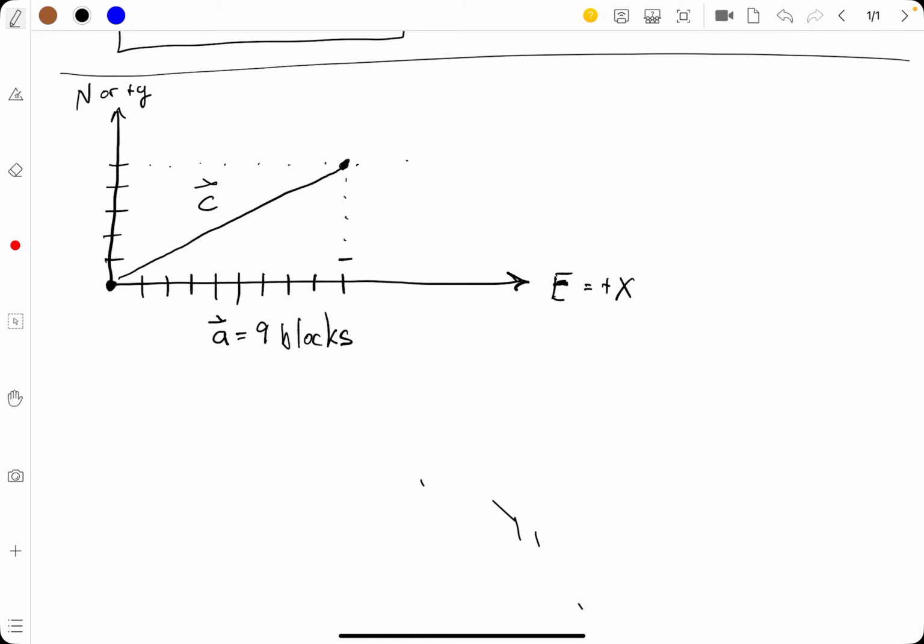Okay. So let's see. Here's our 1, there's our 2, there's our 3, and there's our 4. Okay, this is 5 blocks going up. And that's a 5.